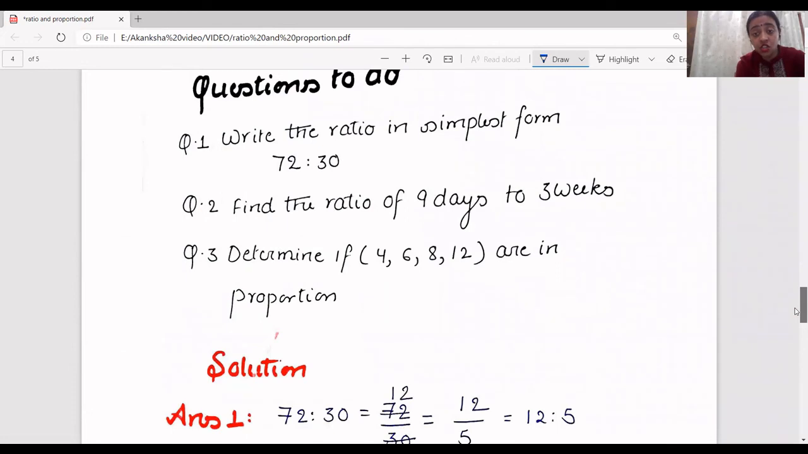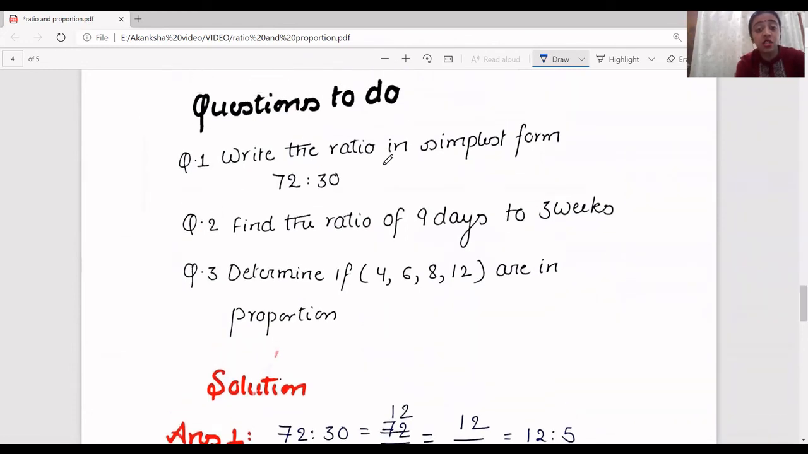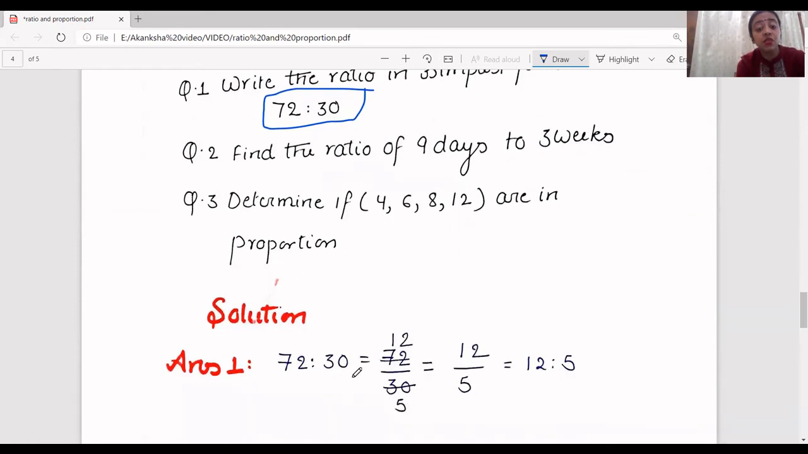Write the ratio in the simplest form. The first question is that you're given a ratio and you're being asked to write it in its simplest form. 72 is to 30. Now 72 is to 30 can be written as 72 upon 30. When you simplify this, 6 5s are 30 and 6 1s are 6, 1 remainder, 6 2s are 12. So 12 upon 5. So the simplified ratio is 12 is to 5, right?